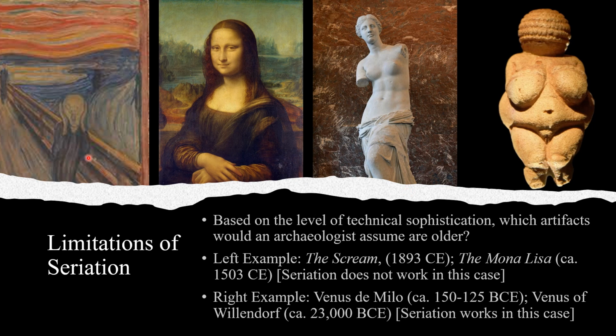However, in our left example, we see the artifact that displays a lower level of technical sophistication. The Scream was created much more recently than the artifact with a higher level of technical sophistication, the Mona Lisa. By the way, I'm not saying that modern art is bad. I'm just saying that the level of brushstrokes and sophistication on canvas is much simpler, highlighting that seriation does not always prove accurate.